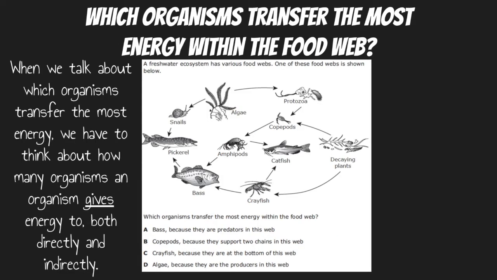So this one here, a way we can analyze this food web, says which organisms transfer the most energy within the food web. So when we talk about which organisms transfer the most energy, we have to think about how many organisms an organism gives energy to, both directly and indirectly. So this time I'm not going to read the answer choices because I'm hoping that you remember when we talked about this in class.